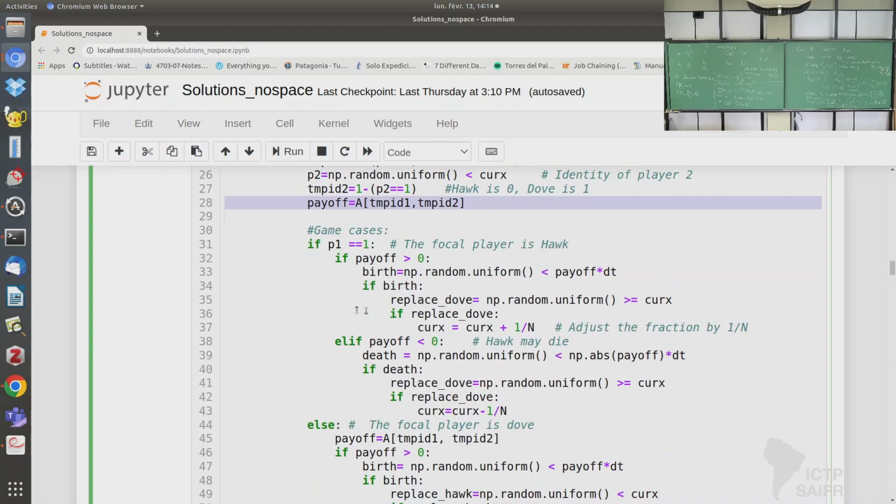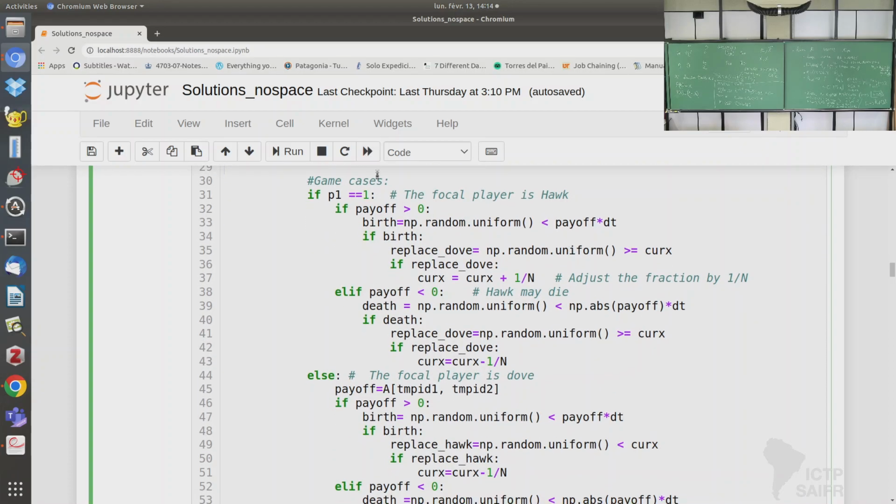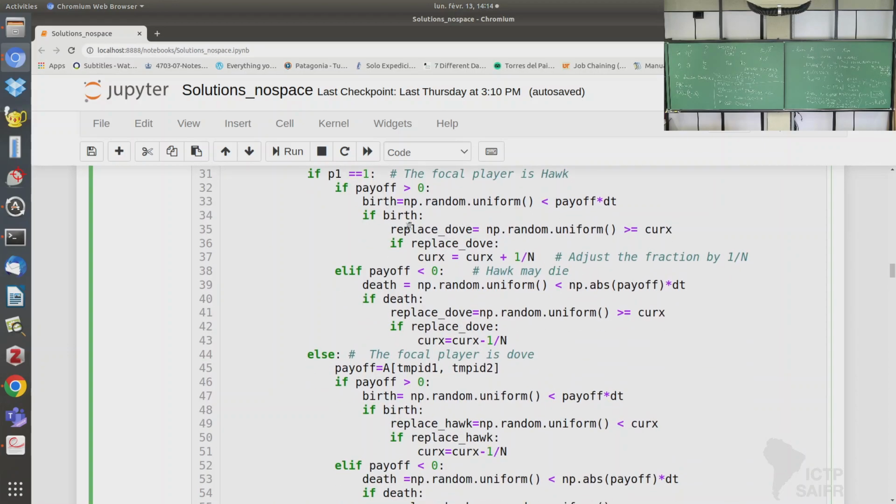Now, if player 1 is a hawk, okay, and the payoff is bigger than 0, you have a birth. And whether you have a birth event or not is the same thing as you did before, but now the probability is lambda times payoff times delta t, okay? And if payoff is less than 0, then you need to take the absolute value of the payoff to get lambda, like I told you, okay?